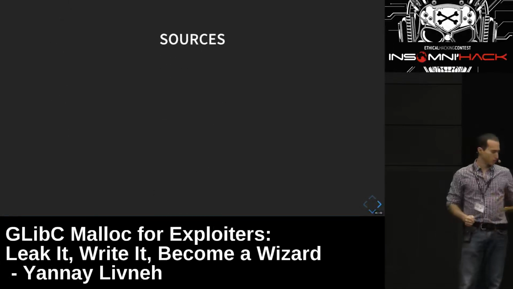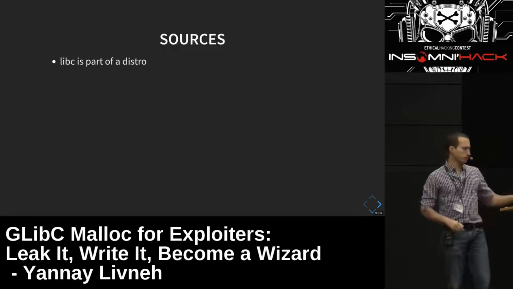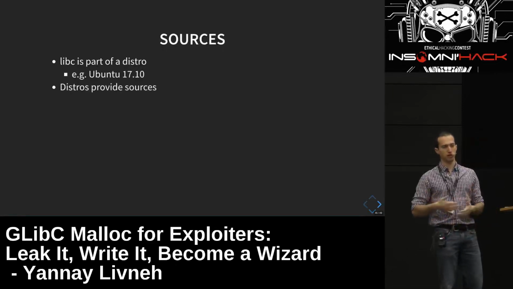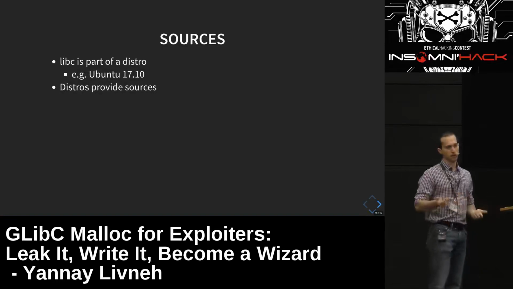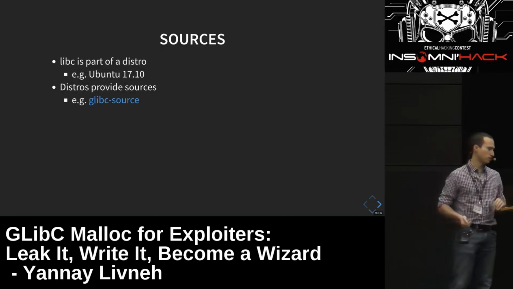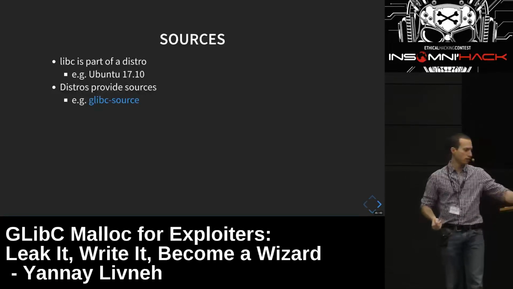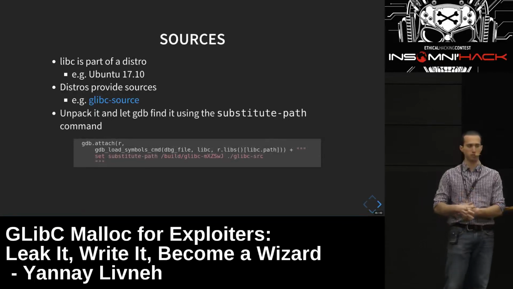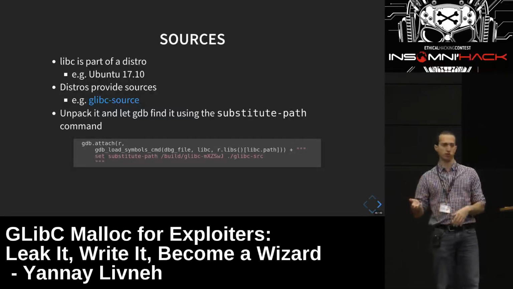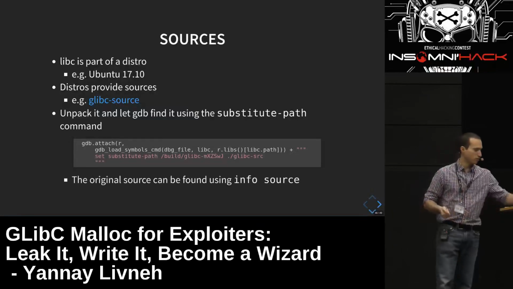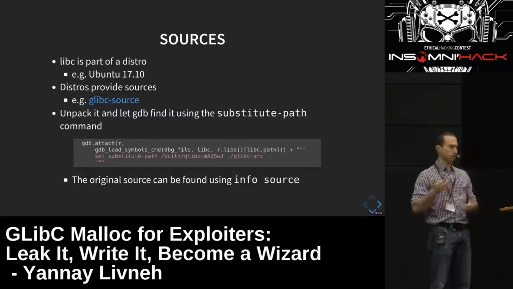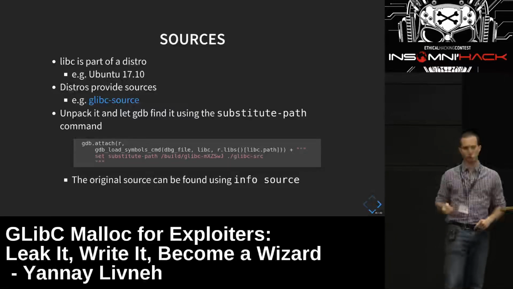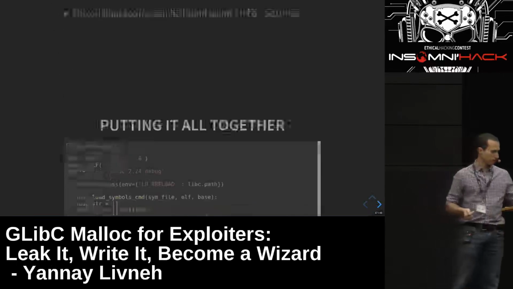And sources is very similar. libc is part of distributions, say 17.10, and distributions have their source files also packed nicely, and you can just download them. So this is the example for 17.10. This is the source code. And you can load it into your GDB with the substitute-path command, which tells GDB where to look for the original source code. And if you want to know where it is currently looking, so you can do the substitute-path command correctly, you can use the info source command.